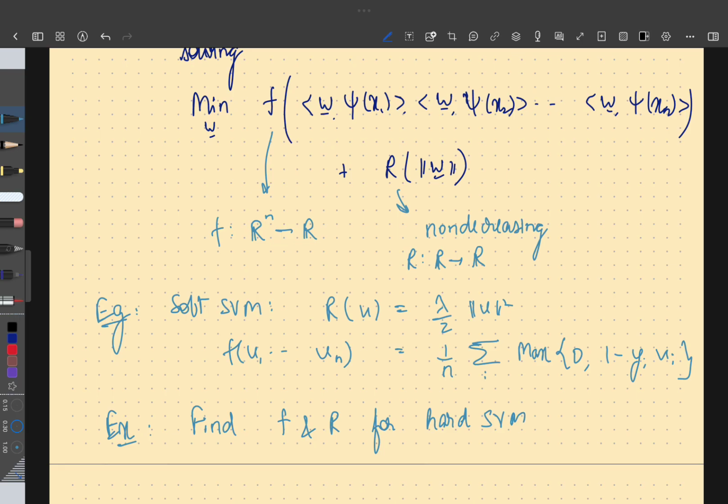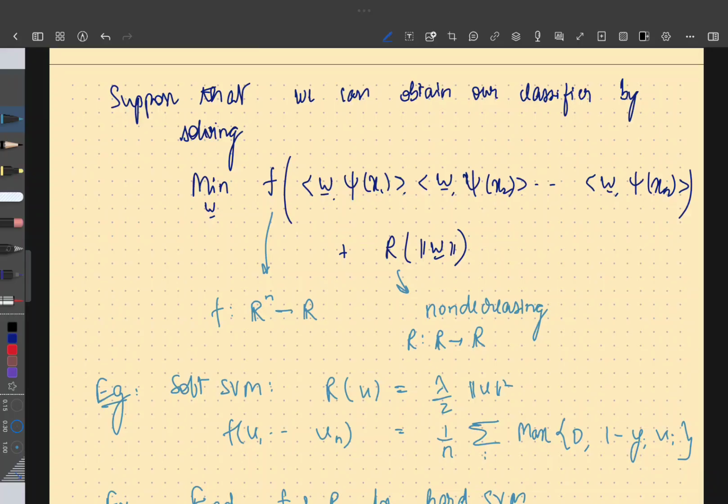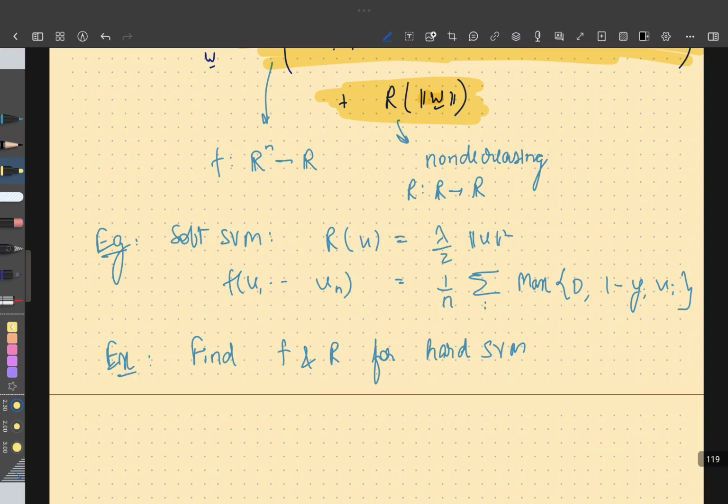You can do this similarly for the hard SVM problem, except you have to be a little careful in defining f. Okay, so suppose the framework that we're operating in is that we can obtain our classifier by solving an optimization problem that looks like this. All right.